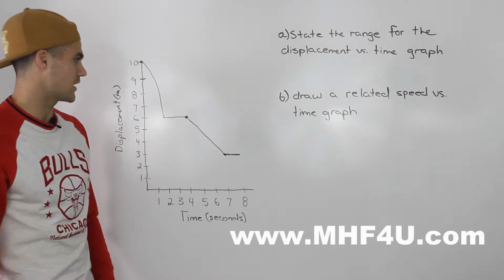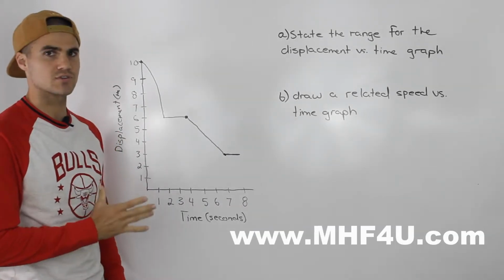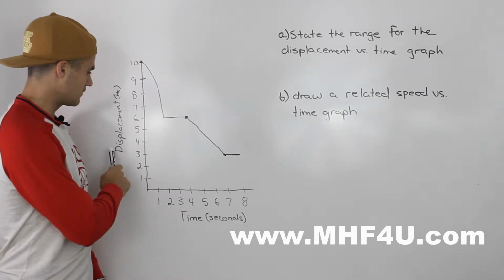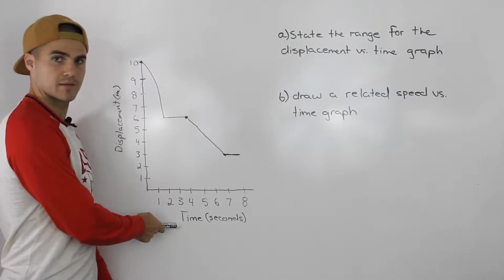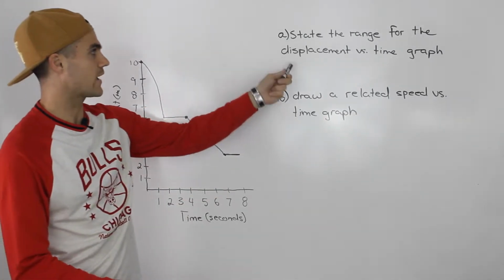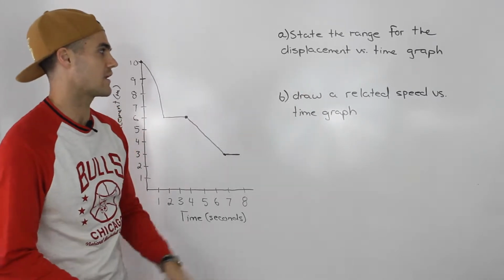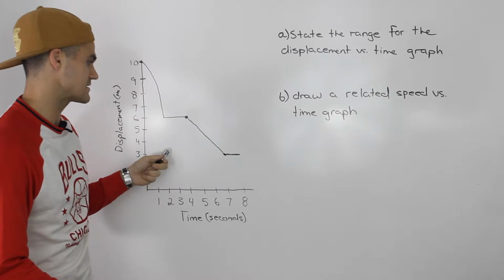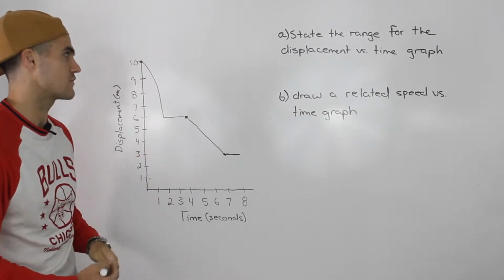We have another rate of change question coming up, and this one's sort of unique. We haven't done a question like this. Basically, we're given a displacement versus time graph, and we have to answer these two questions. We have to state the range for the displacement versus time graph, and then we have to draw a related speed versus time graph that corresponds to this graph here.